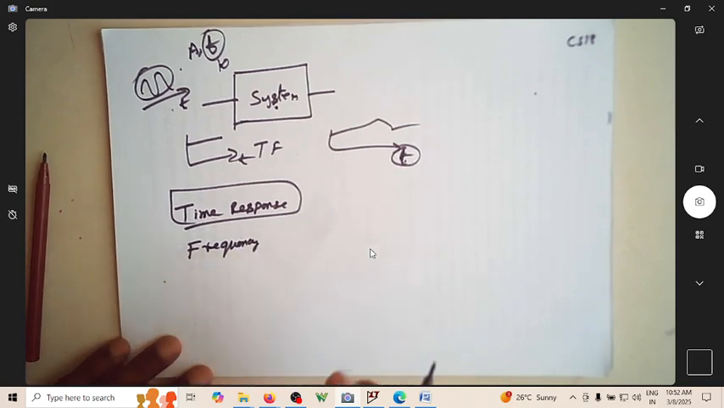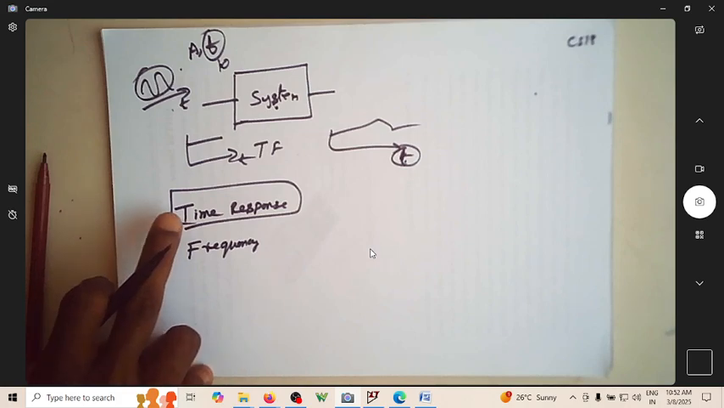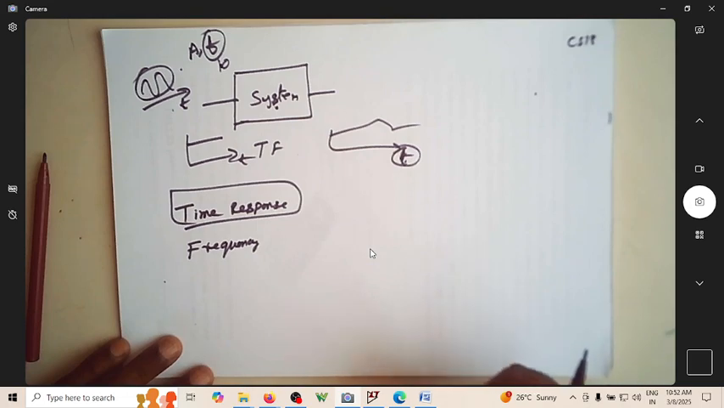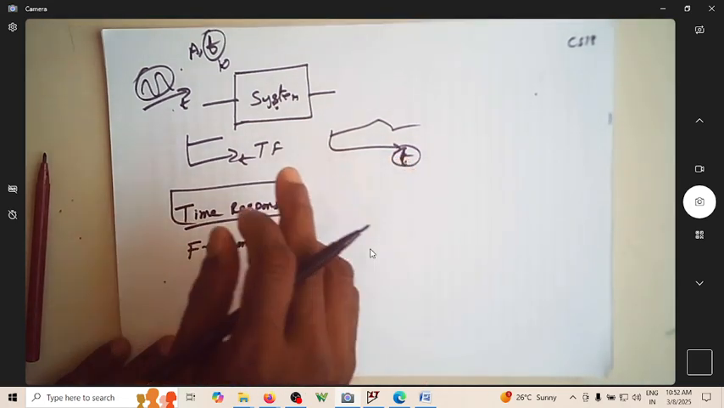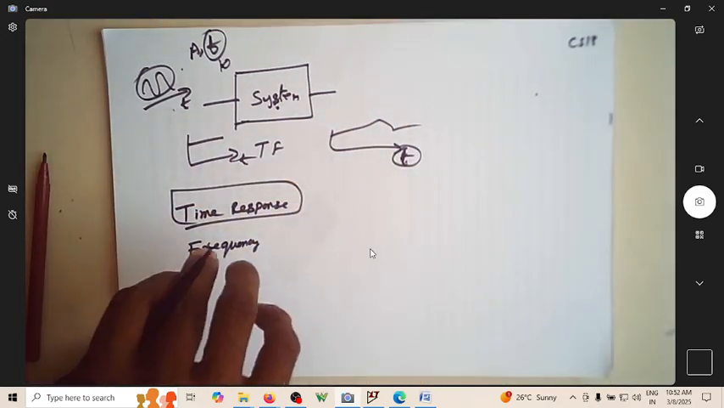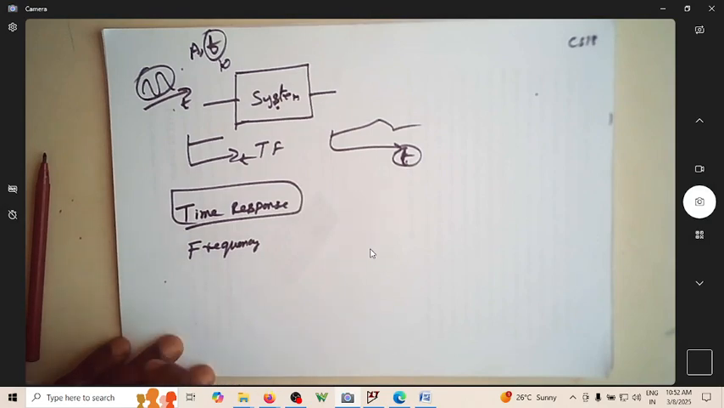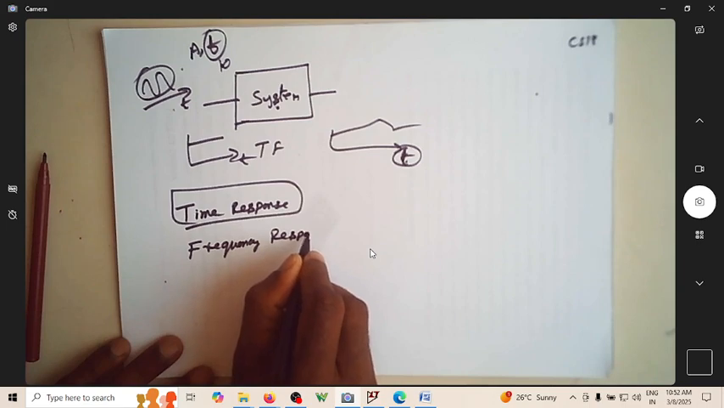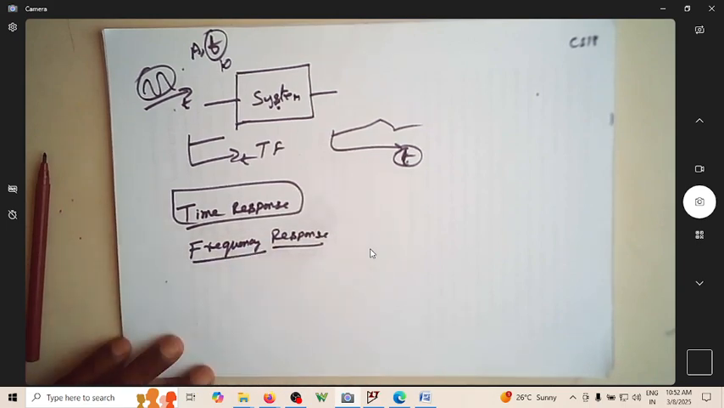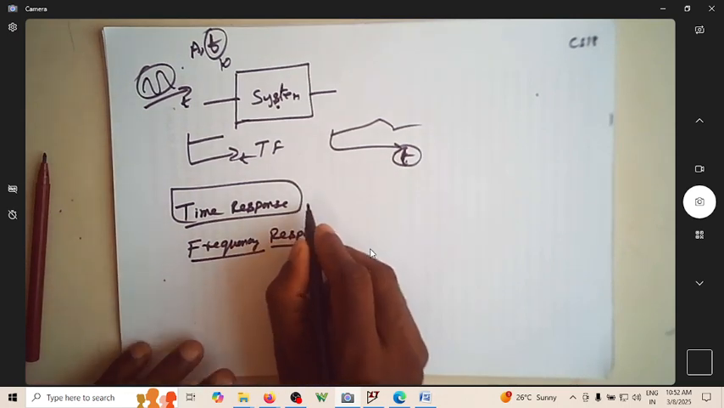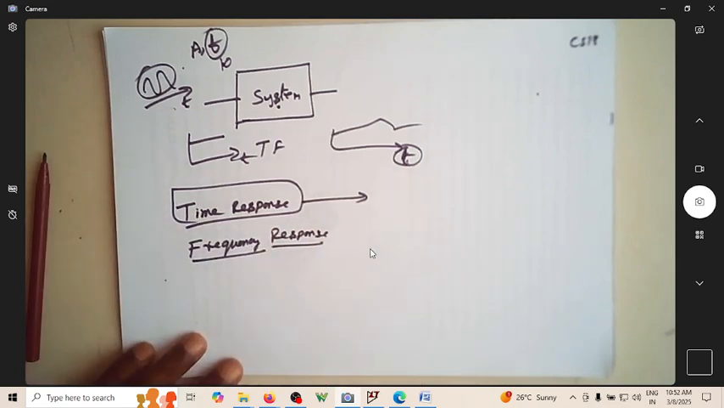That's why for any system, we should know the time response of the system, because all real-time responses are with respect to time. After applying the input, how does it behave? That is the time response. Along with that, I should know what the response is if I change the frequency of the signal. That is captured in the frequency response of the system. So now we know that we should know the time response of the system.